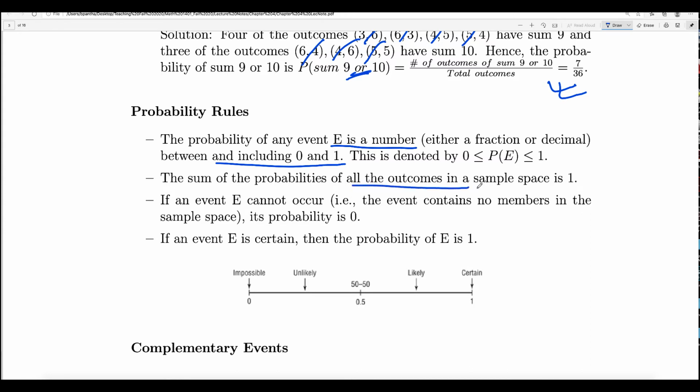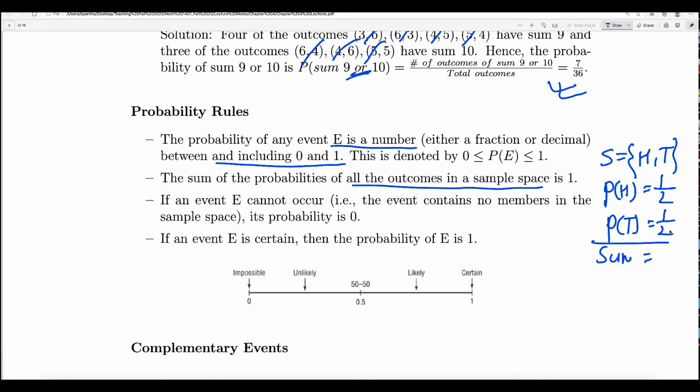So what does that mean? Meaning, in a sample space, if you add the probability of each outcome, let's say you toss a coin, then the sample space will be head and tail, right? What is the probability of head? There is 1 head out of 2, and the probability of tail will be 1 tail out of 2 outcomes, right? If you add these two, the sum will be 1/2 plus 1/2, which is 1. That's what it is saying. The sum of the probabilities of all outcomes is 1.